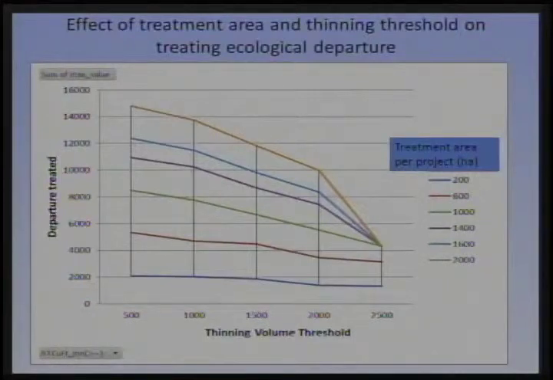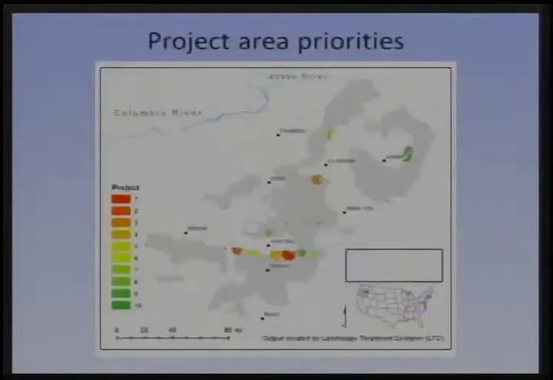But as the project areas get larger, it's harder to squeeze them in the landscape, and that's because of the spatial grain of both the volume and the departure, and it makes sense. And then you fall off the cliff when you get out trying to find stands with over 2,000 cubic feet of volume to build a project area. So that's some of the kinds of things we're going to look at.